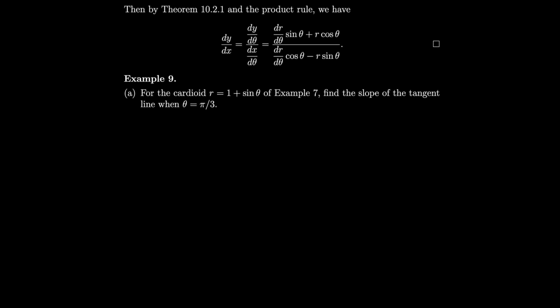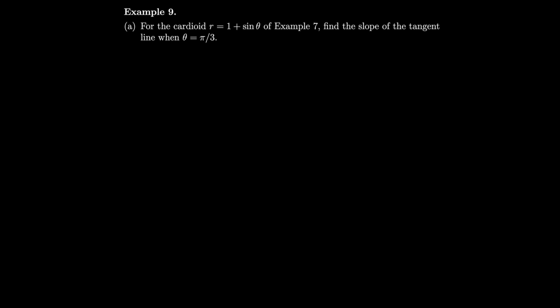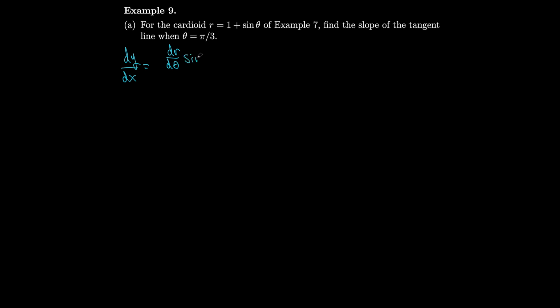So let's use this to actually figure out some derivatives. So how about we want the slope of the tangent line? Well, we need dy/dx for that. So we're looking at the cardioid r equals 1 plus sine theta that we did in example 7. So we have dy/dx equal to dr/d theta times sine theta plus r cosine theta over dr/d theta times cosine theta minus r sine theta.